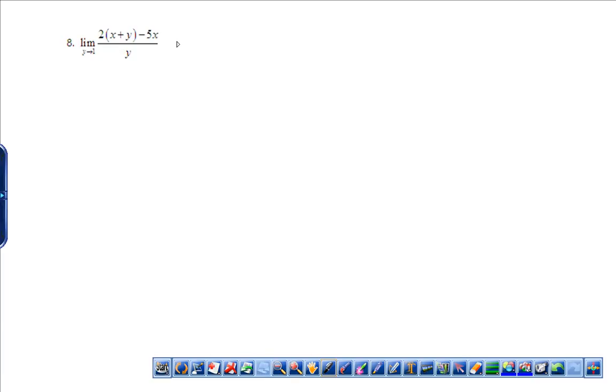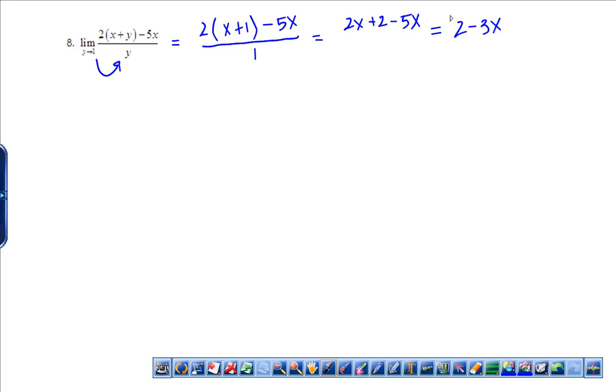And number 8, if we were to substitute in a 1, that gives me 2 times x plus 1 minus 5x over 1. That gives me a 2x plus 2 minus 5x. And that's a what? 2 minus 3x. Okay, let me give you a what if. What if you had a limit of y approaching 0 of this same problem?